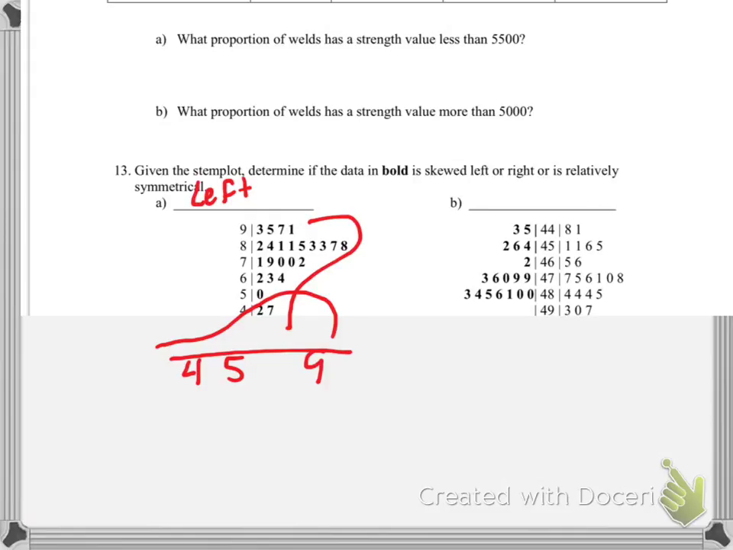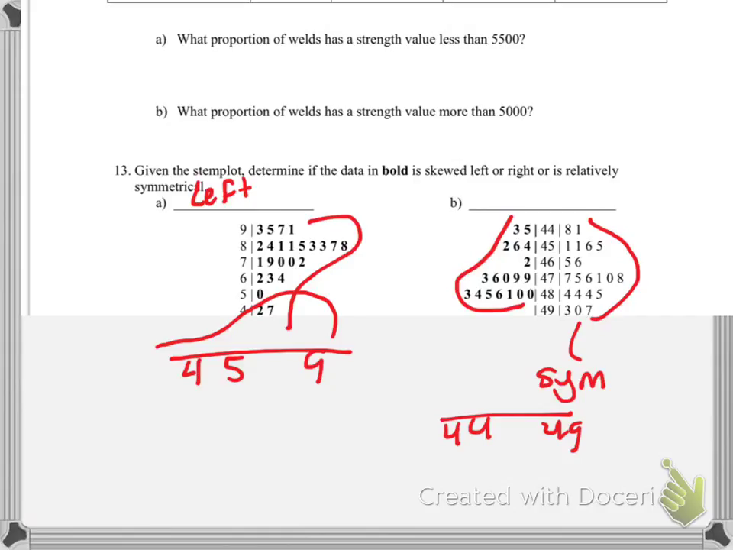Now there's two sides to this. I got this. And so this here is symmetric. This here is skewed to the lower number. So again, I got to do 49, 44. Here's high, so this is skewed to the left. Okay, hopefully this is making sense to you.